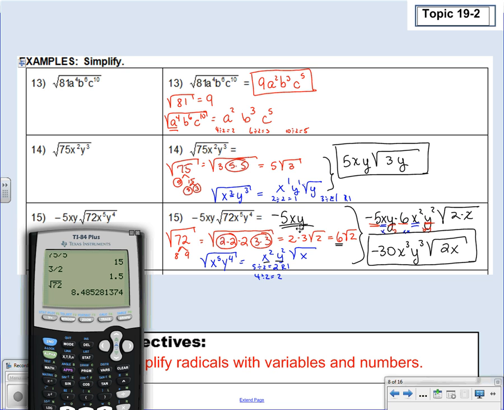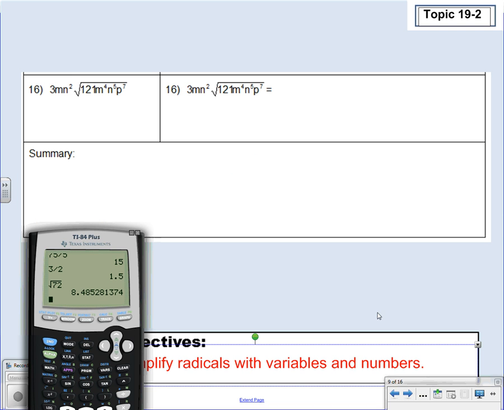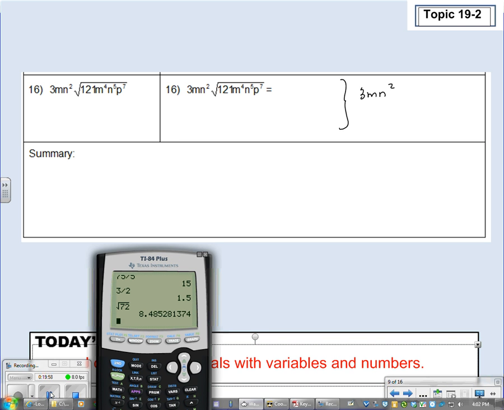So this time we had a number out front. We simplified the number under the radical, then we simplified the variables under the radical, brought them back together. Let's try one more. This time we have numbers and variables out front again. So I know at the very end, we're going to start off with 3mn squared. So now we're going to break down the number and also the variable.